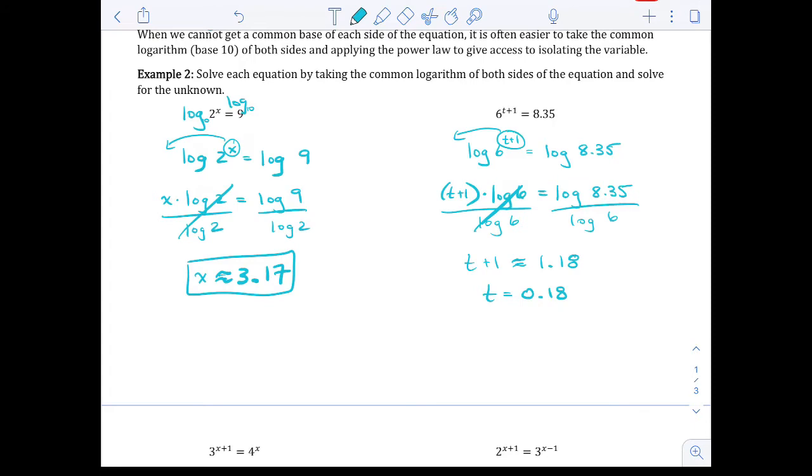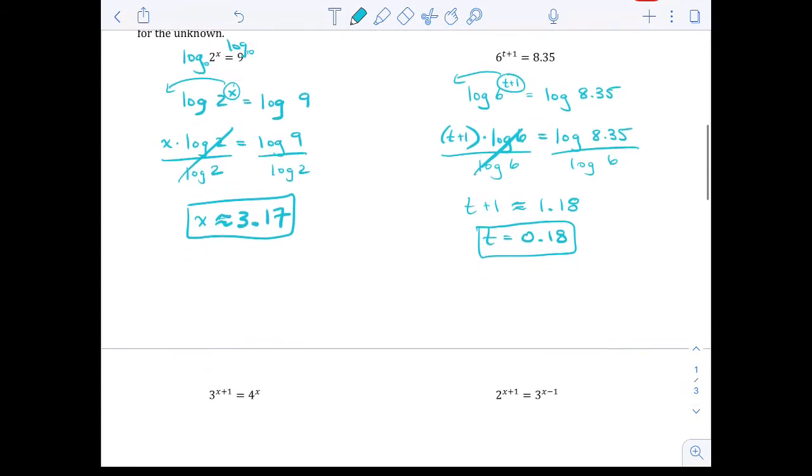And that's the answer. You can always make sure you got it properly by putting it back into the original equation and see if you get the left and right side to balance, and they will. But always you can check. All right.